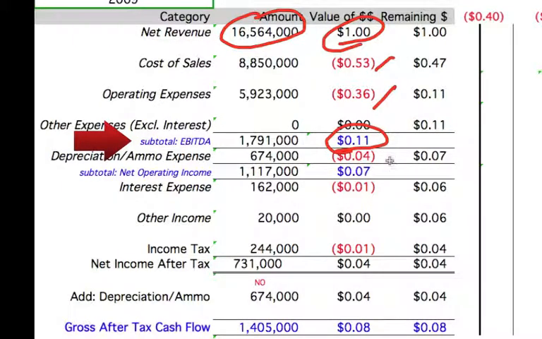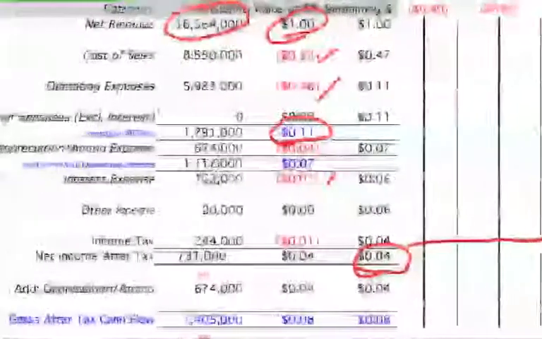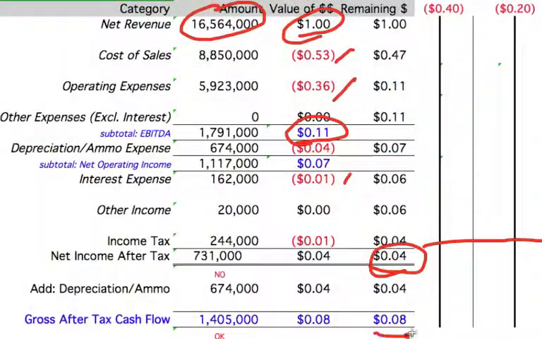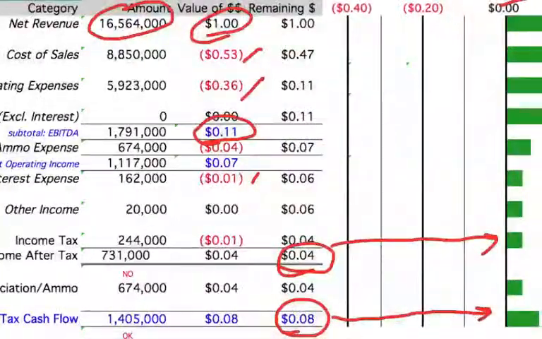And as you take away depreciation and interest expense and income taxes, you end up with net income after tax of 4 cents for every dollar of revenue, which is represented right here on this bar chart. And then when we add back the non-cash expenses like depreciation and amortization, we end up with 8 cents of gross after-tax cash flow for every dollar of revenue. So that actually seems quite appealing. This company's doing rather well.